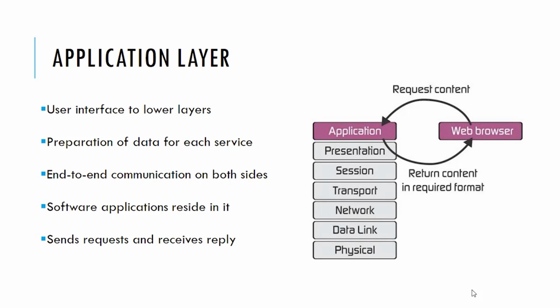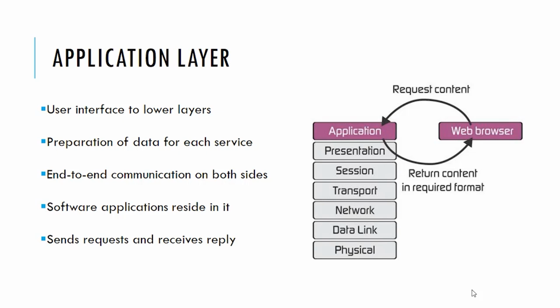It's an interface between the user and the lower layers of the ISO OSI model that translates and tries to make it easier for the lower layers to execute the orders and the requirements given by the user to the network. The application layer is responsible for the preparation of data for each service.